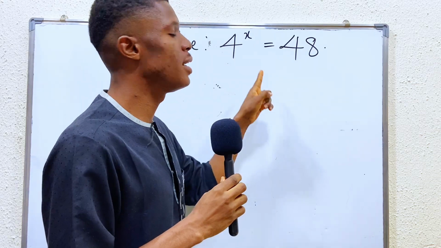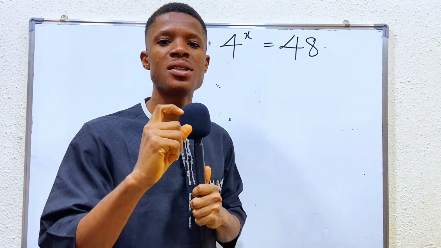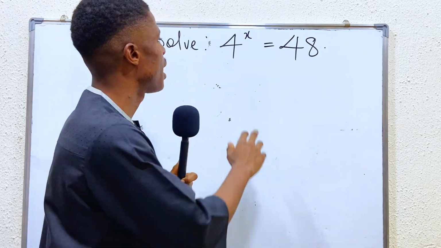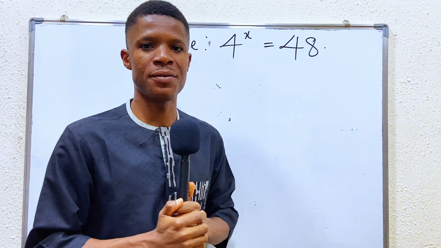Can you solve for the value of x in this Math Olympiad problem? If you think you can, pause the video and make a guess. We have 4 power x is equal to 48. What then will be the value of x?